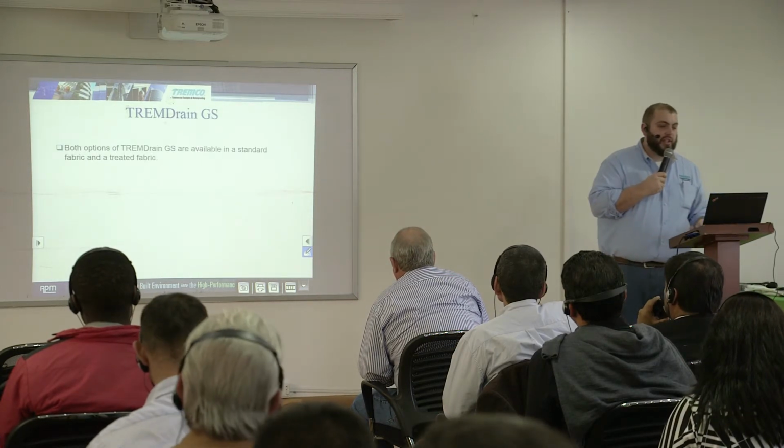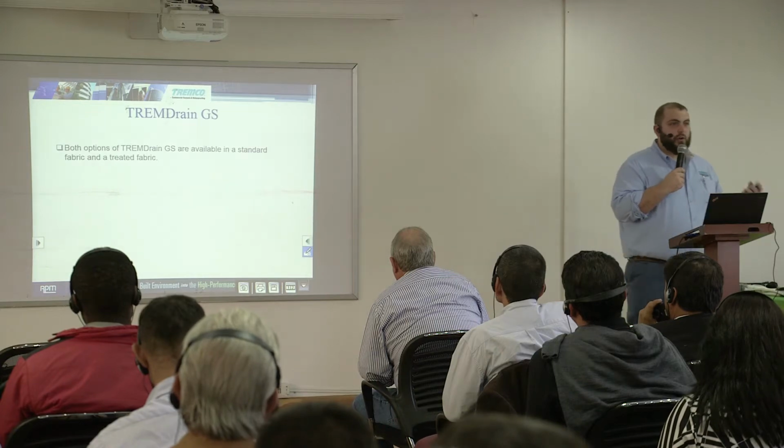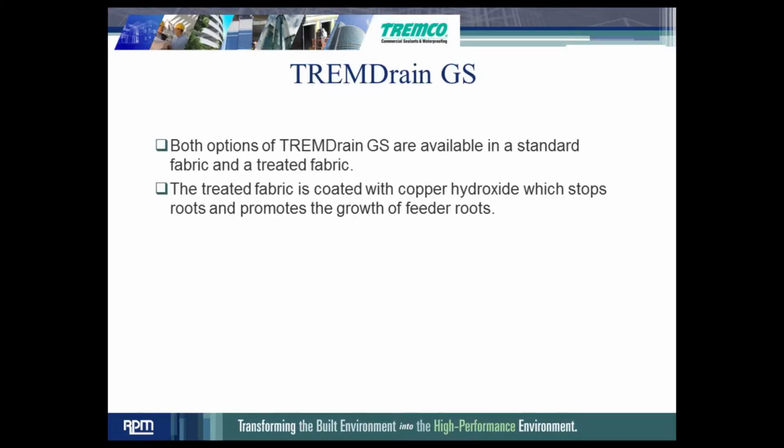Both of the TREMDrain GSs are available in a standard or treated fabric, so the copper hydroxide or not. The treated fabric, as I just said, is coated with copper hydroxide, which can stop the roots from permeating through and getting into your structure.